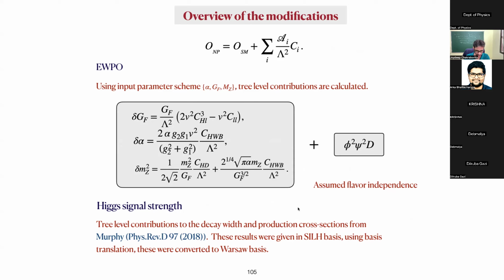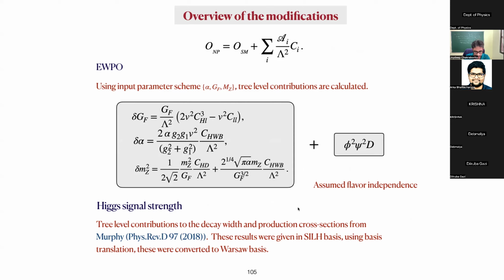But as you know from the previous few slides in the last lecture, these two different bases of operators, SILH and Warsaw, are related to each other by the equations of motion. So what you can do is translate those Higgs calculations, either the differential cross sections or in fact the total cross section, from one basis to another basis. But these will all be linear in c by lambda square.